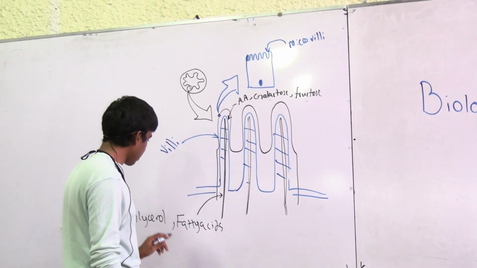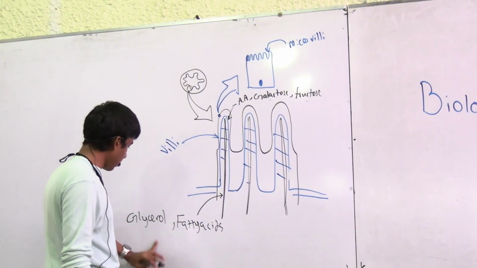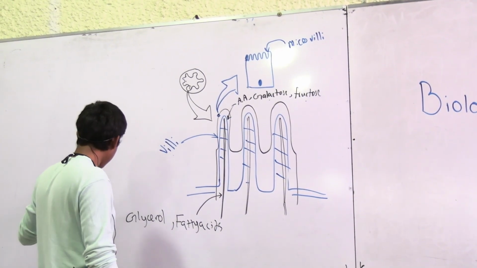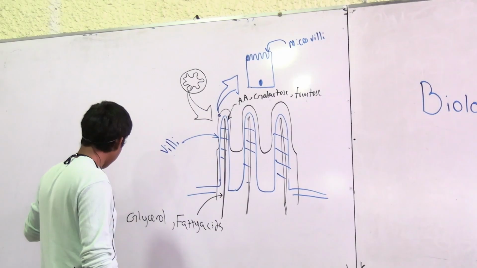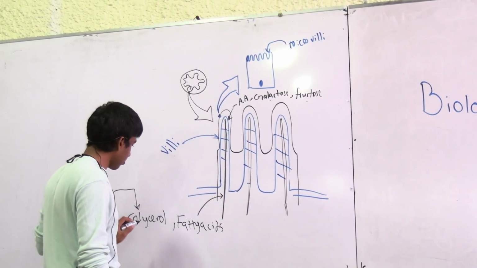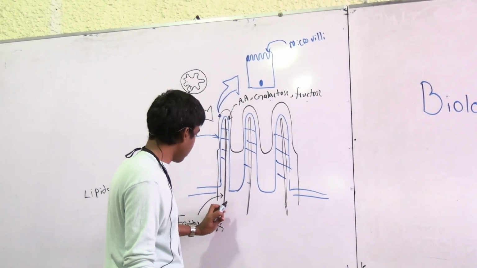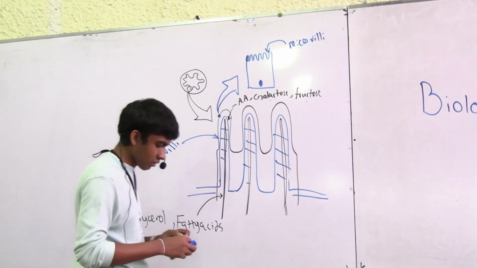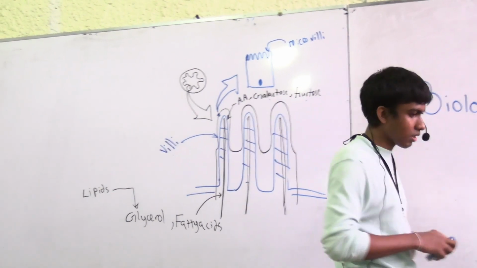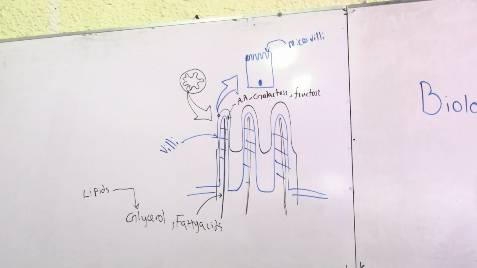So these are the end products of lipid digestion. Lipids are converted into fatty acids and glycerol, and these are absorbed into the lacteals. That process of absorption is also further explained in A-level. So the answer for that question is number 2, glycerol.